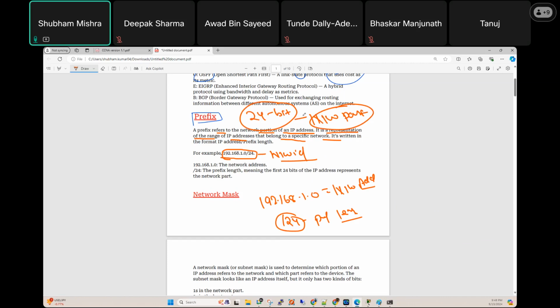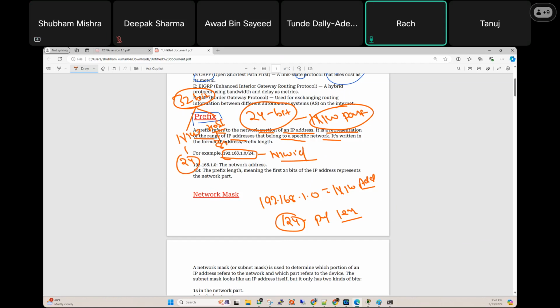And what is the size of an IP address? Who can tell me? I told you in yesterday's class. The total size of an IP address is 32 bits. Yes or no? And the 32 bits are divided into network as well as host. 24 bits are called network. So how many bits are left? Only 8 bits. 8 bits are called host bits. Is it clear to all of you?